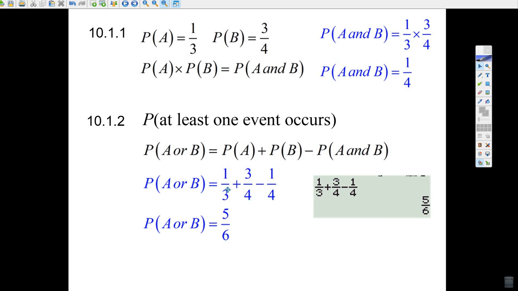If you know how to work fractions, you can do it pretty easily, or you can stick it in your calculator. 1/3 plus 3/4, well, that's 1/3 plus 1/2, which is 5/6. We can get that common denominator and cross multiply, and you'll get 5/6. And that's it. So when they said at least one event occurring, they meant P of A or B. And when they said independent, you had to write down that formula.